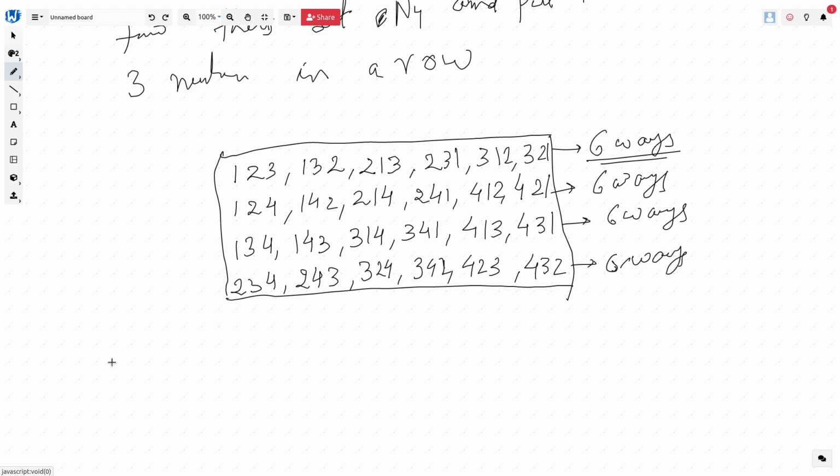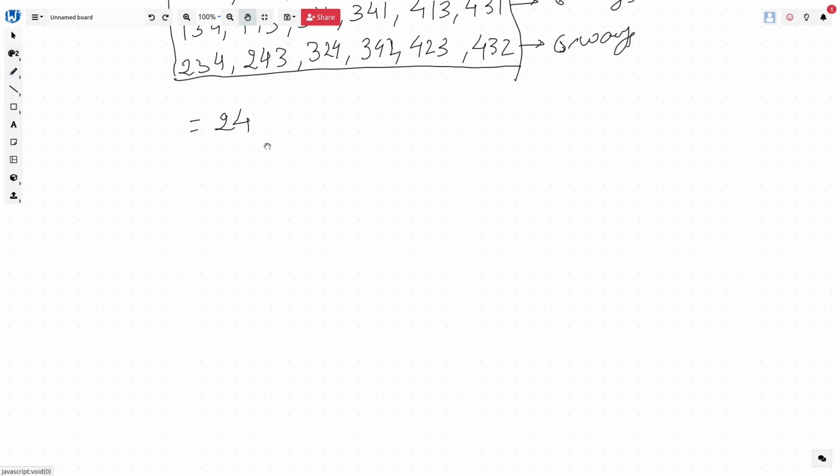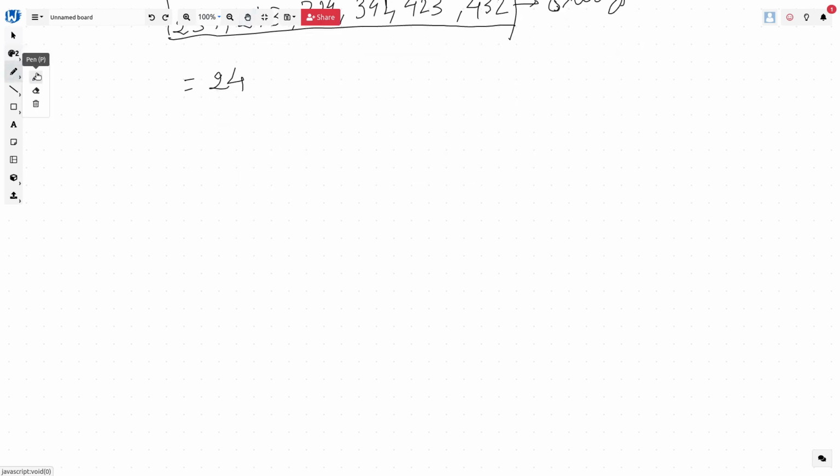Now, what is the total number of ways of arranging 3-digit numbers among these 4 numbers 1, 2, 3, 4? So you can simply count it that it can be done via 24 ways. Now, if I ask you the same question in a slightly more difficult manner, so let's say we have the set of first 9 natural numbers. So this is 1, 2, 3, 4, 5, 6, 7, 8, 9, right?